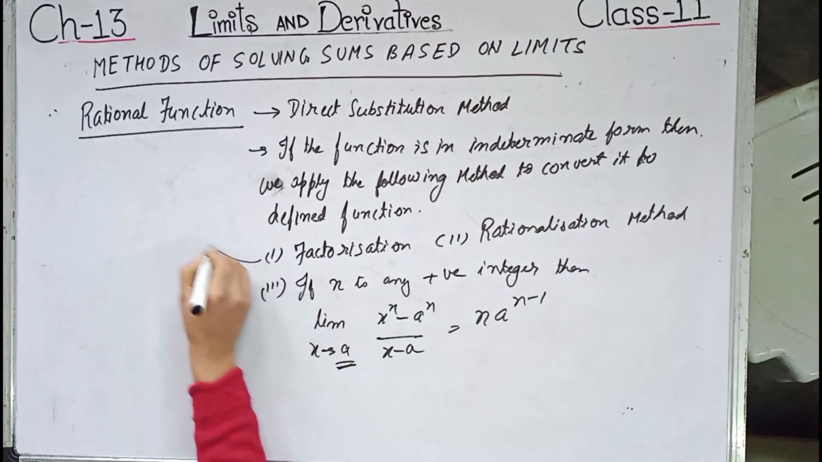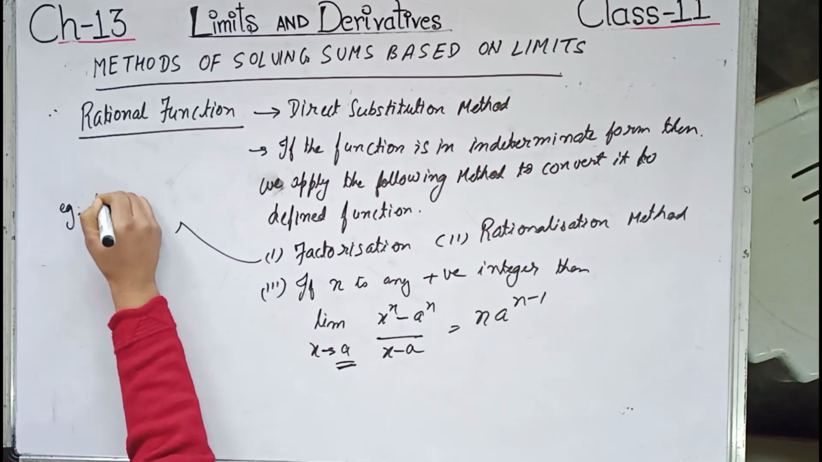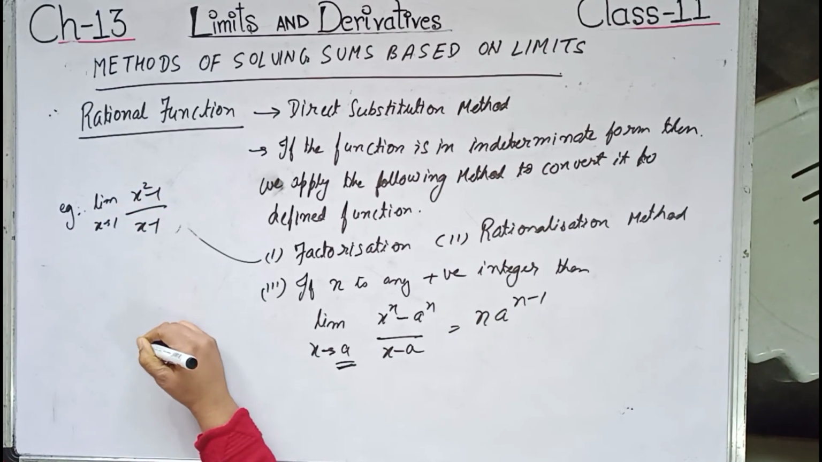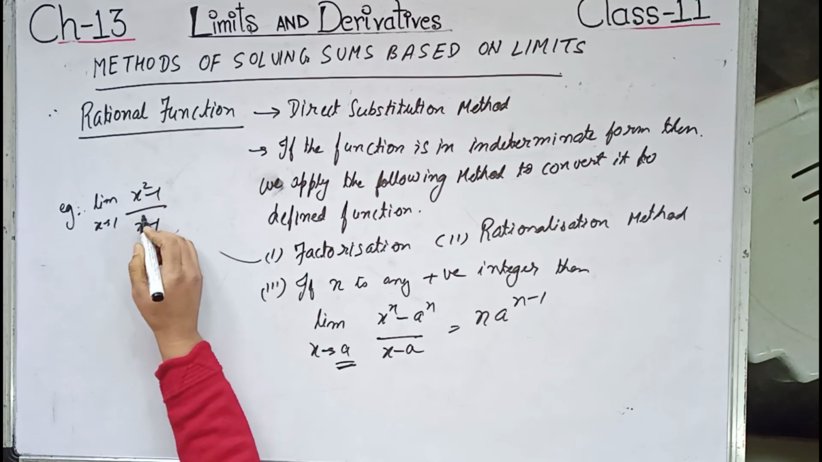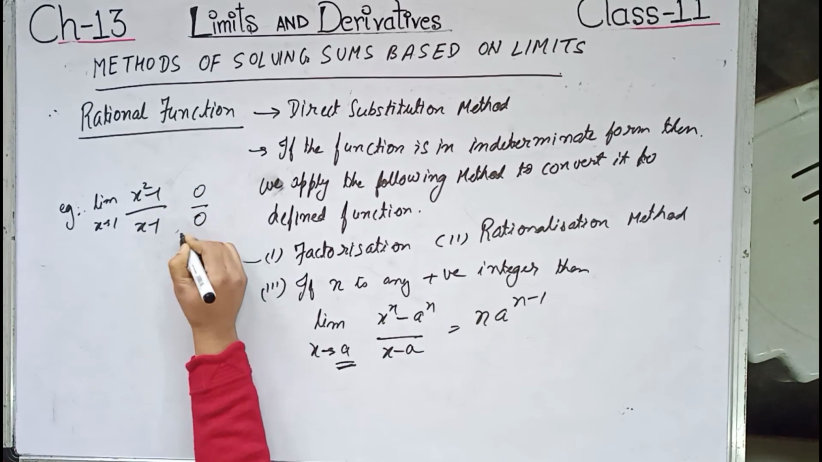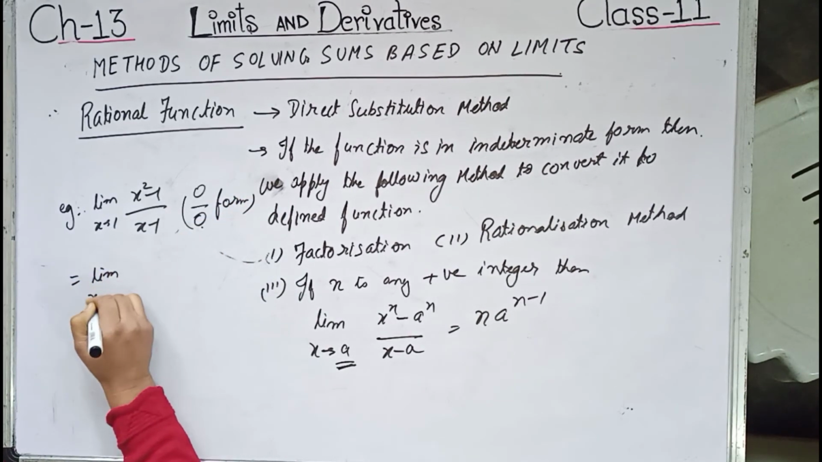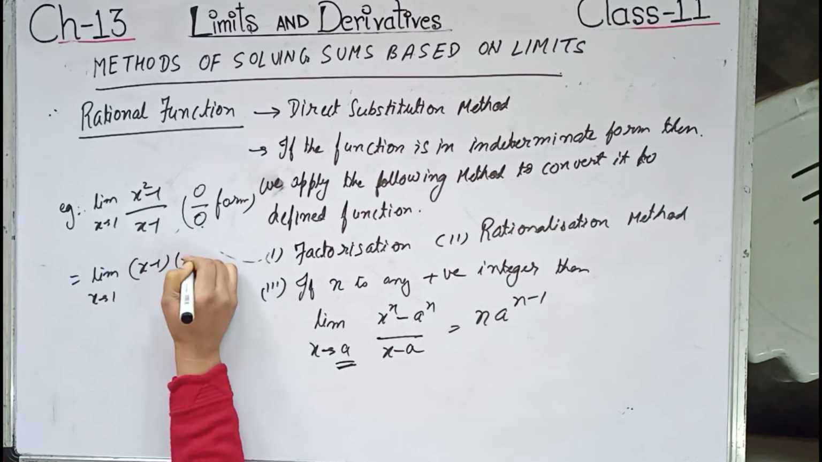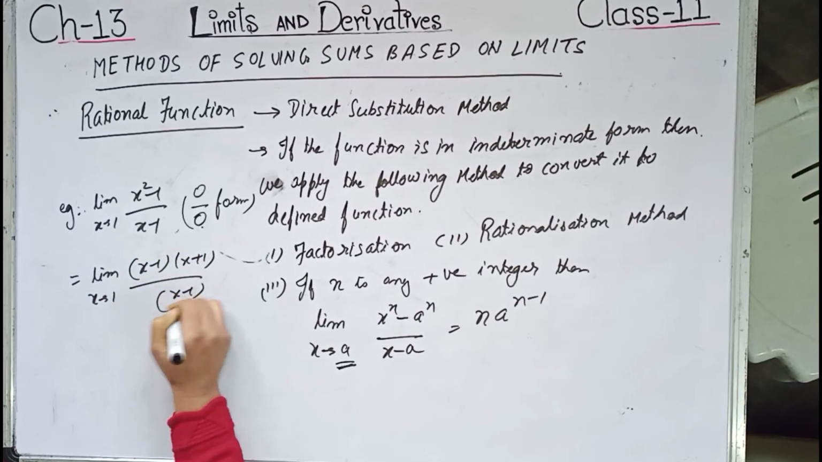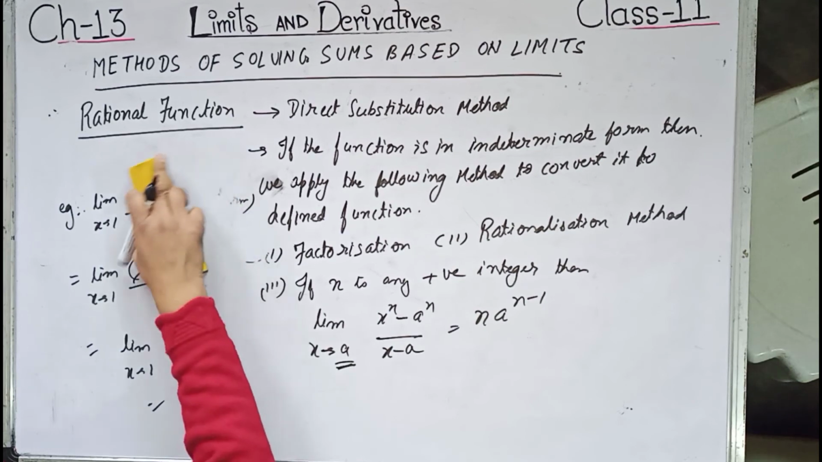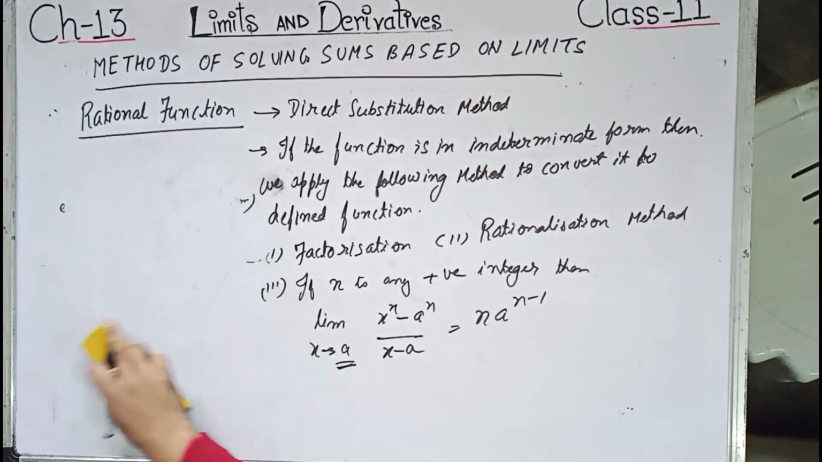Factorization method, you can take one example: limit x tending to 1, (x square minus 1) by (x minus 1). Obviously over here if I put x equals 1, it is coming of the form 0 by 0. Always check and then only proceed. So this will be equal to limit x tending to 1, (x minus 1)(x plus 1) by (x minus 1). These two will be cancelled and we'll be getting limit x tending to 1 of x plus 1, which will be equal to 2. So by factorization we converted this to the defined form, and hence we got the limiting value.